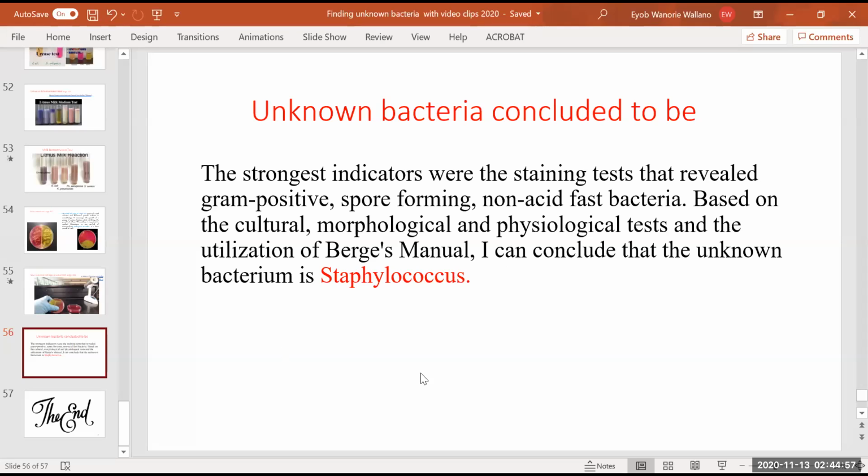So when they conclude, they say, the strongest indicators were the staining test that revealed gram-positive spore-forming non-acid-fast bacteria. You see that? They say spore-forming. Now, Staphylococcus is not spore-forming. You see, there is a mistake already. So for this reason, I need to go step by step and see where the student has made a mistake. Based on the cultural, morphological, and physiological tests, fermentation processes, and utilization tests, and Bergey's Manual classification, I can conclude that the unknown bacterium is Staphylococcus.